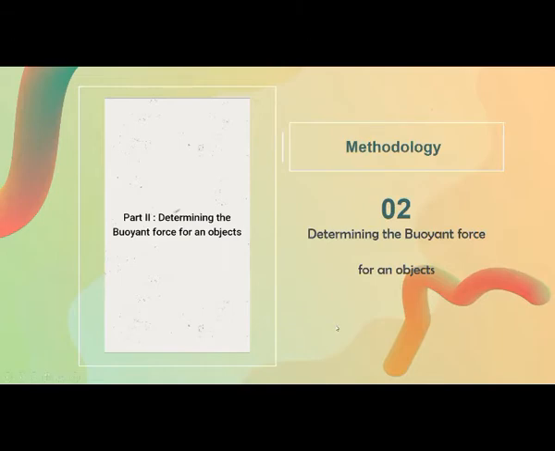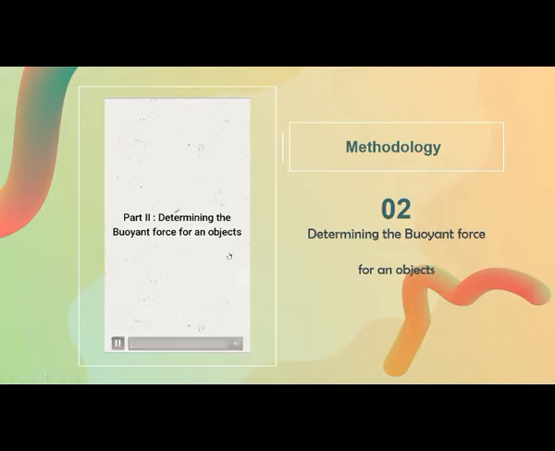We will move on to part 2, where we determine the buoyant force for an object. In this experiment, we use water to determine the buoyant force. We still use copper for the coin, silver for the key, and gold for the ring.